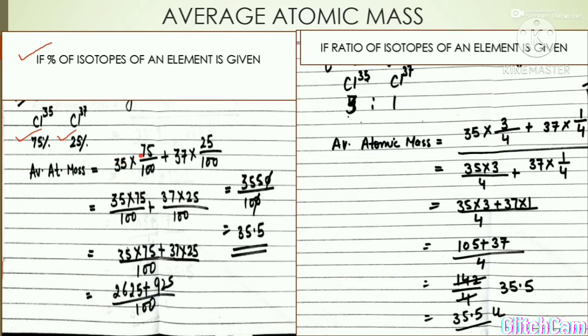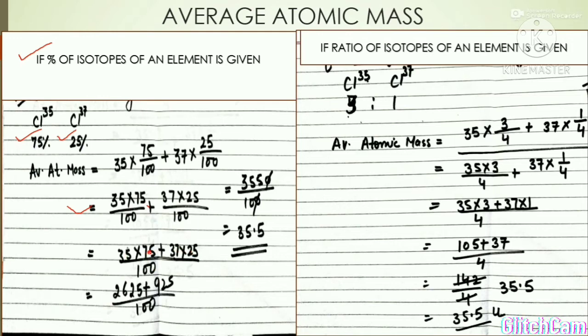35 is how many percent? 75. So 75% means 75 by 100, plus 37 of 25%, so 25 by 100. Then you can go through this calculation. 35 into 75 upon 100 plus 37 into 25 upon 100. Then 100 will be taken as LCM. 35 into 75 plus 37 into 25.